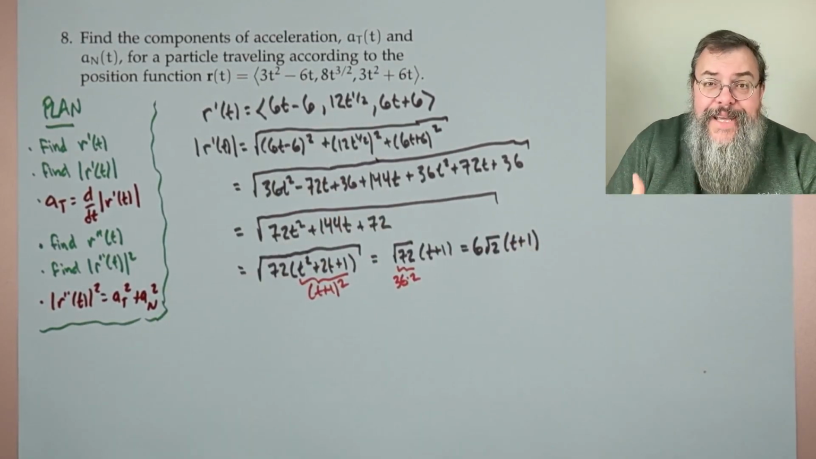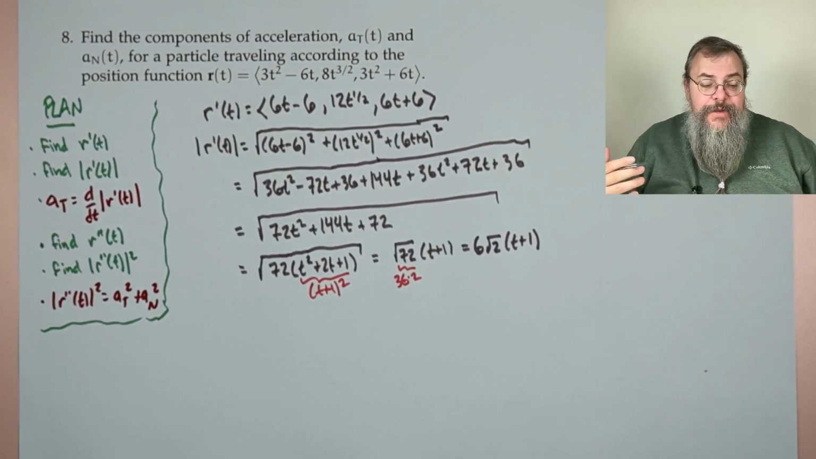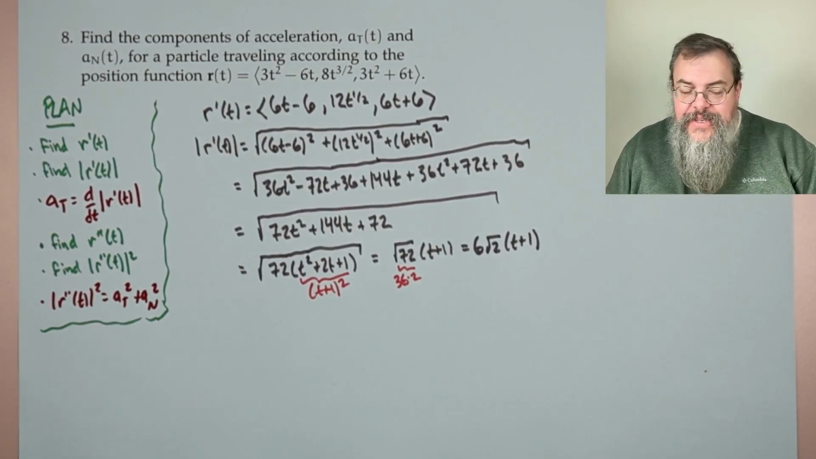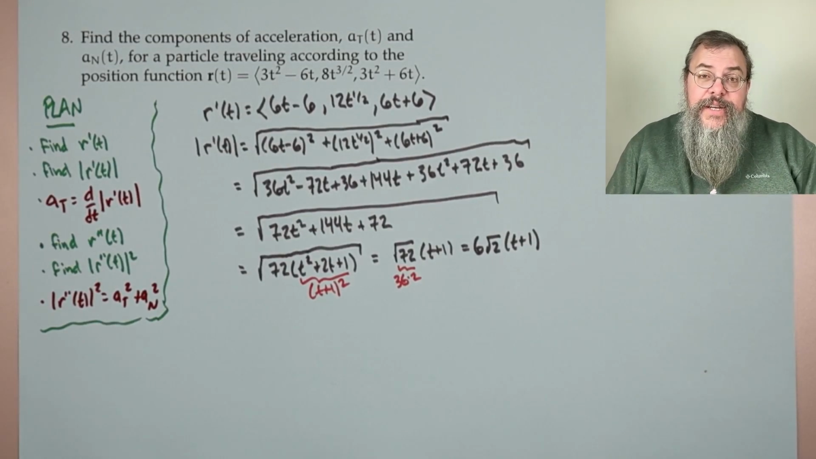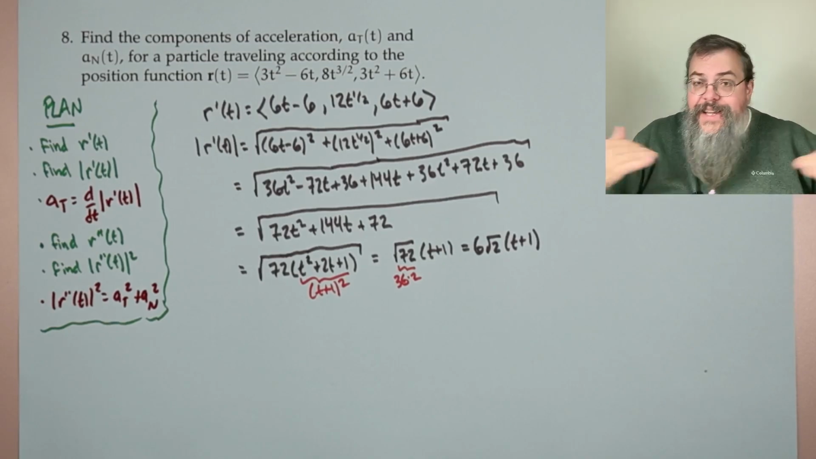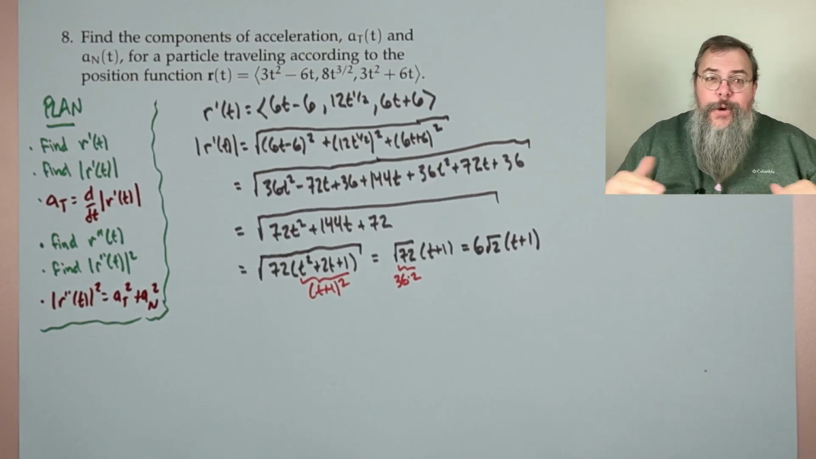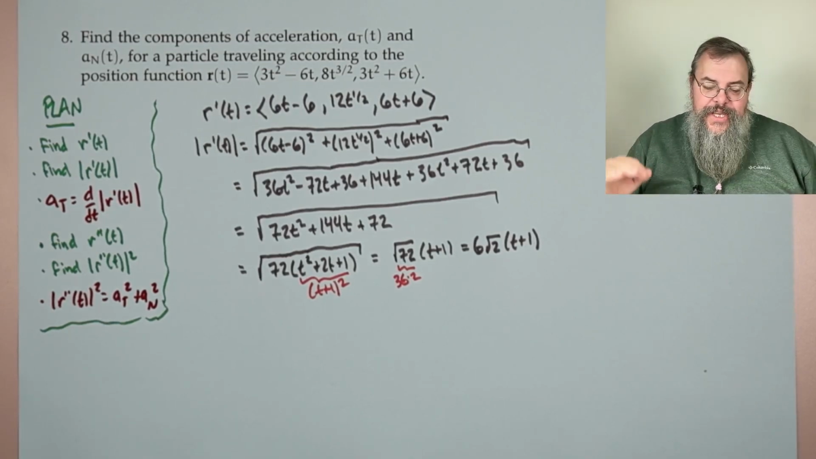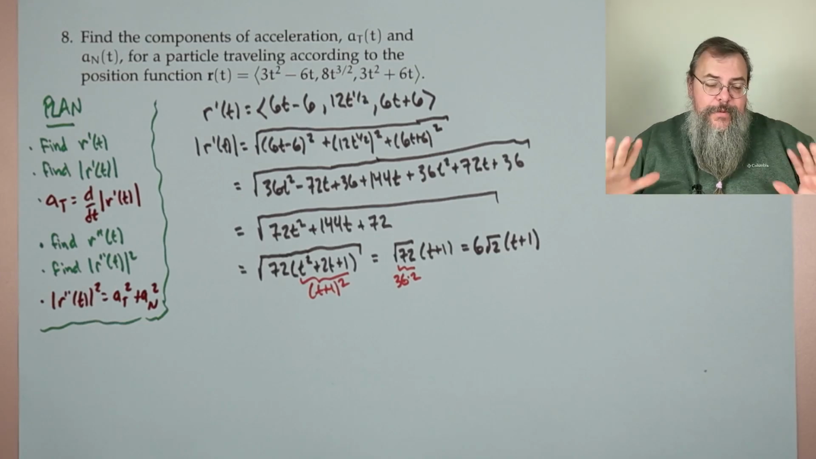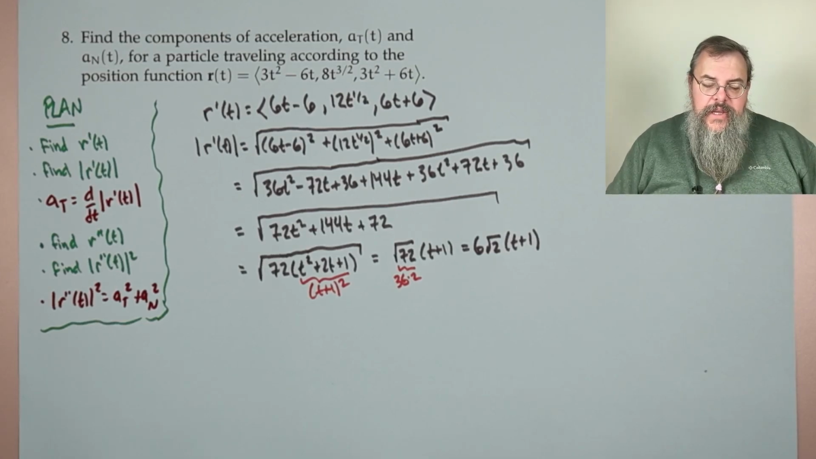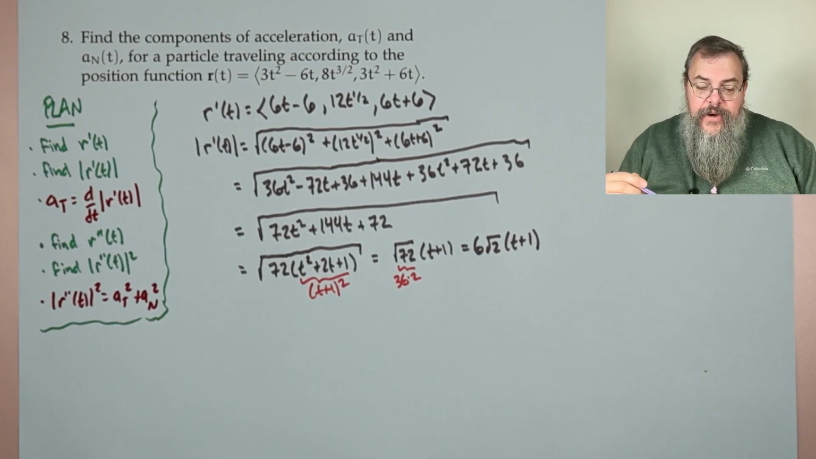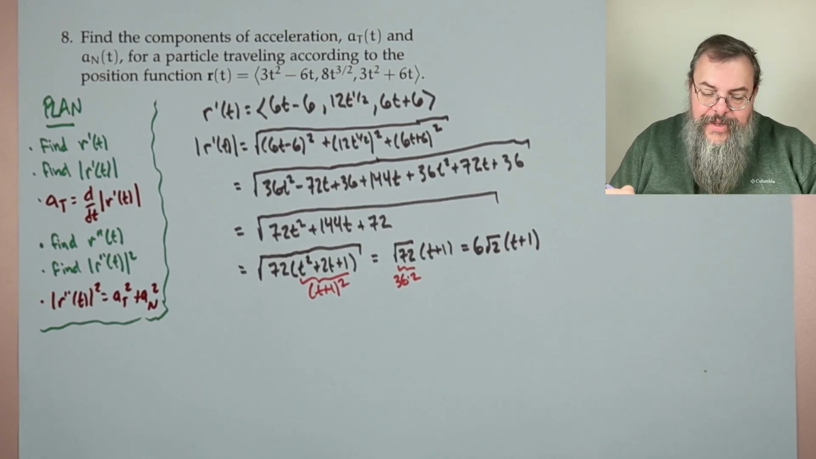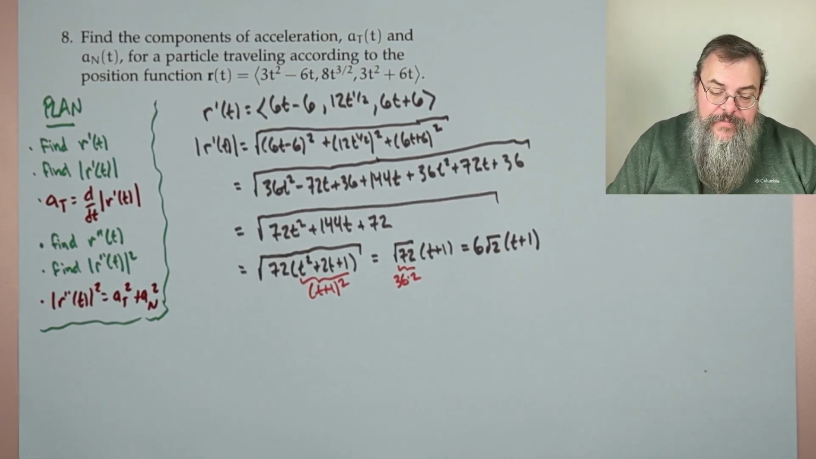It only makes sense if we're dealing with t, which are positive numbers. You can't take a negative number and take a square root of it. Not in this class. That's not how we roll. So, okay, we're okay. We don't need to worry about the absolute value. Now, that's the magnitude of r prime. Cool. Let's talk about r double prime.